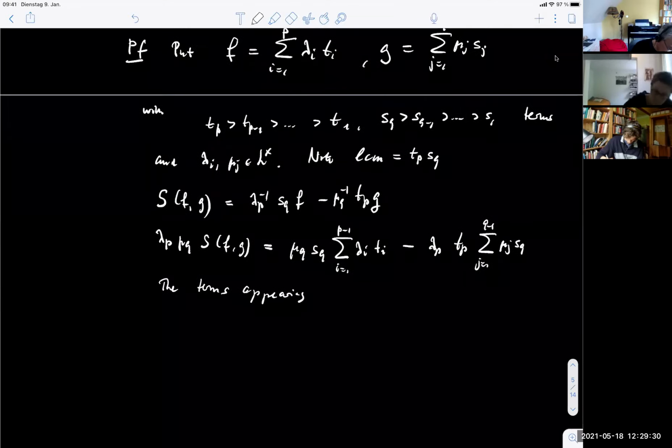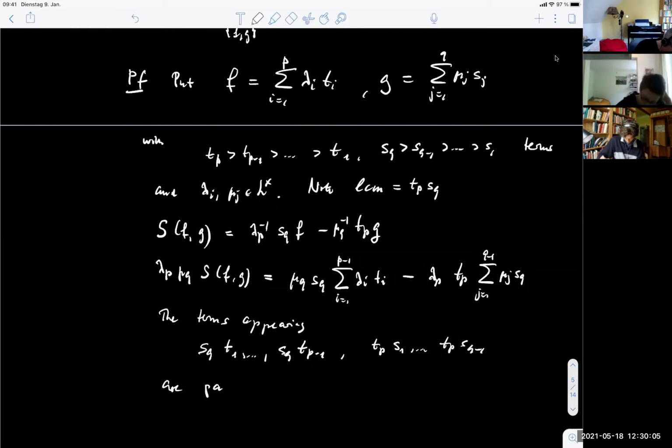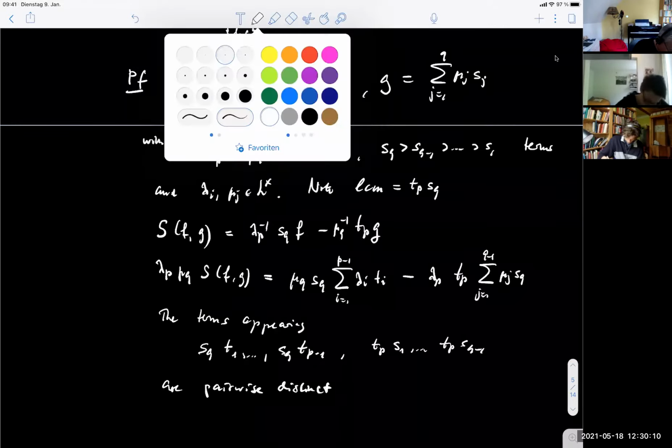I claim they are pairwise distinct. So what are these terms? Maybe I write them. I have S_Q T_1 up to S_Q T_{P minus 1}, and T_P S_1 to T_P S_{Q minus 1}. In which order shall I write them? Maybe I start with 1. Okay, they are pairwise distinct. So this is important.